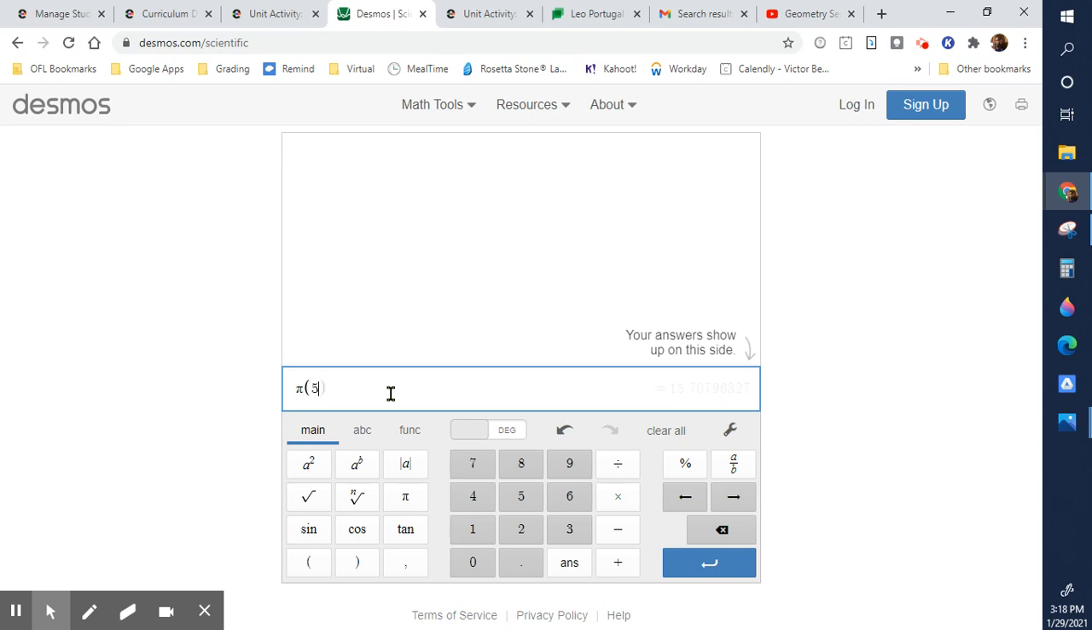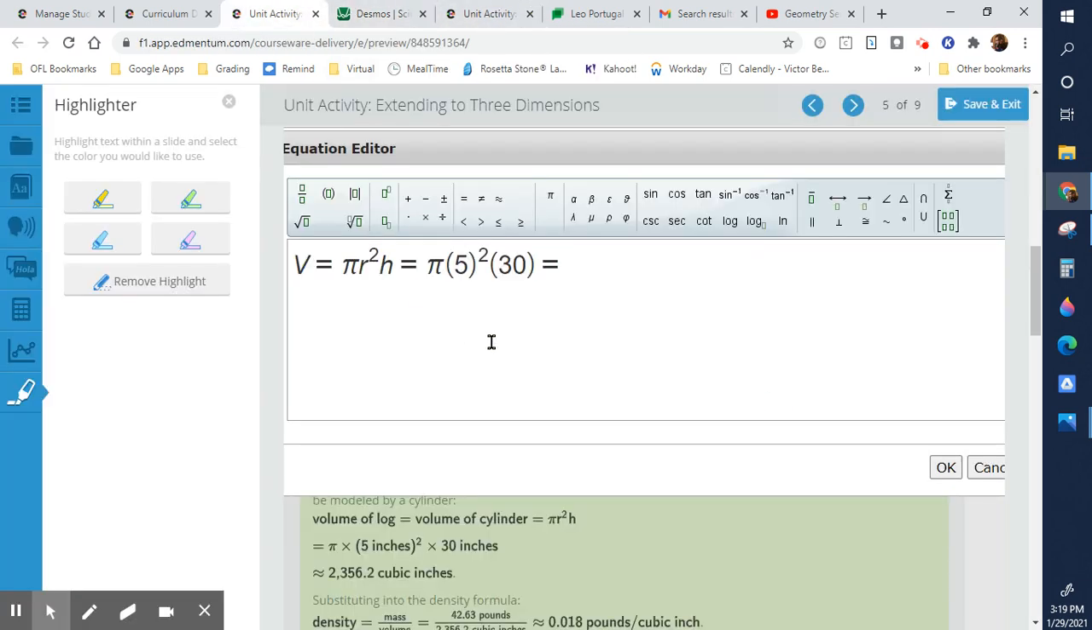I'm going to do 5. If you don't like doing shift 6 to get that little caret, you can always hit the little squared button here. And then we're going to do 30 in parentheses. And we're going to end up getting 2356. I'm going to do 0.19 just to cover my bases. So my volume ends up being 2356.19.